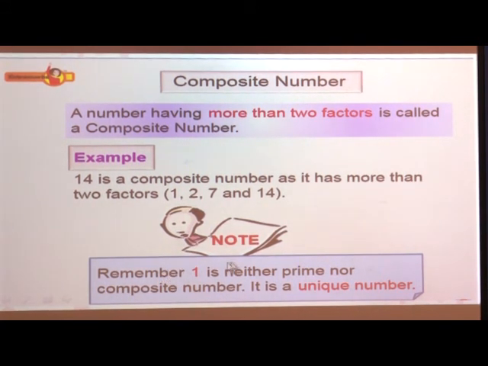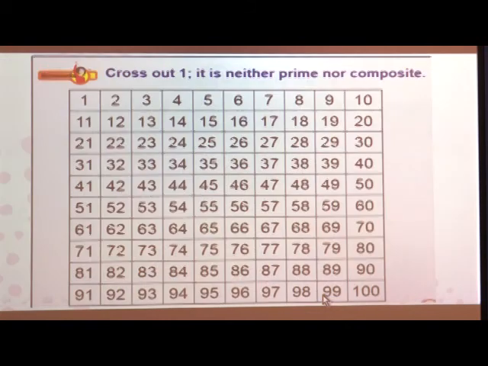Remember, 1 is neither prime nor composite number. 1 is not even prime and not composite. It is a unique number.